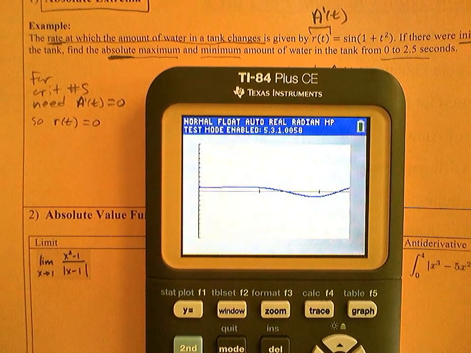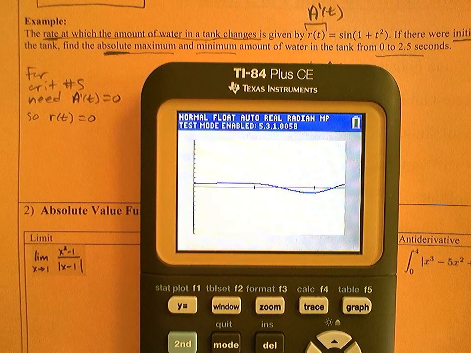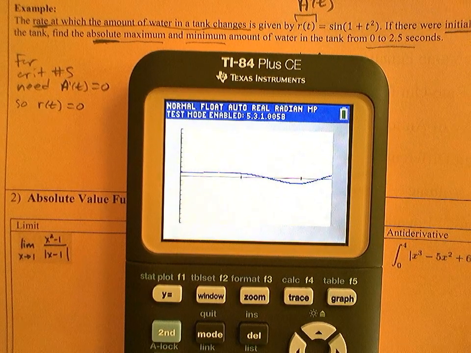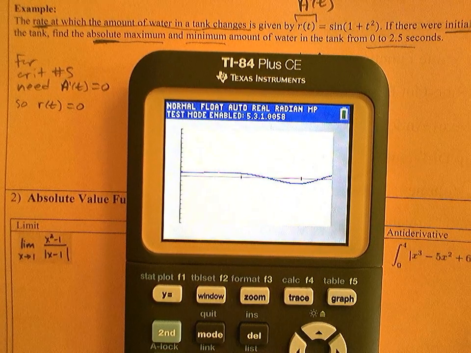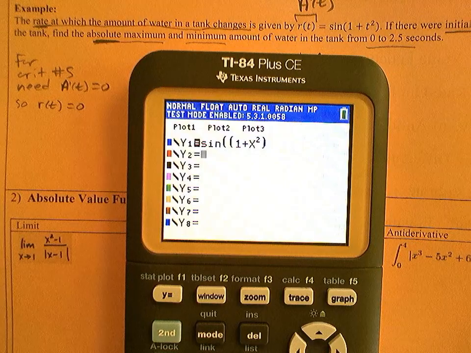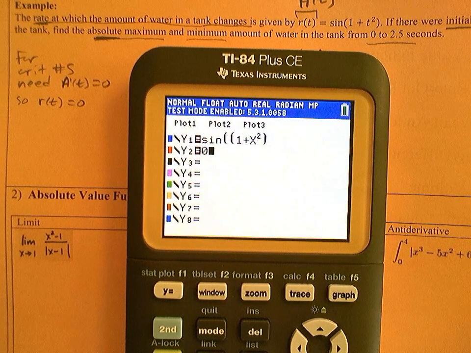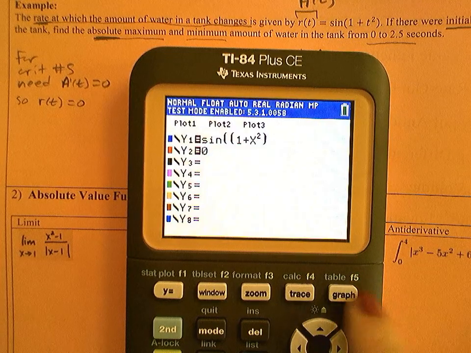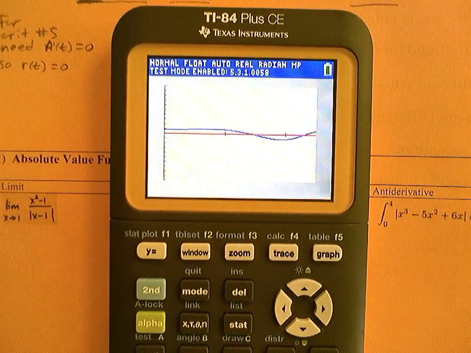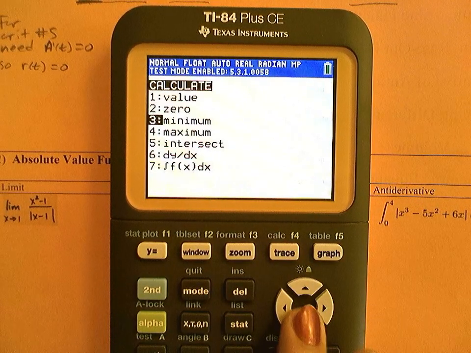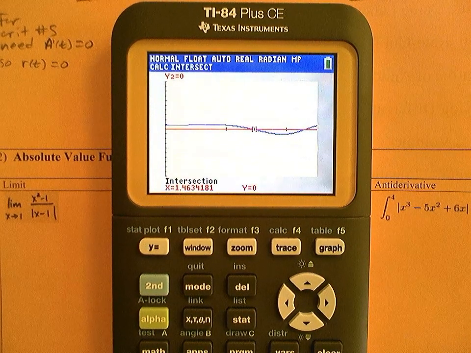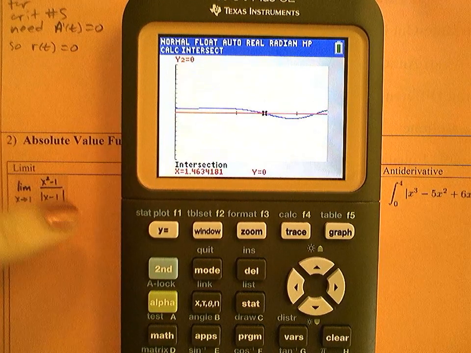And the way that you find it, let's just do the 0 thing. Actually, you could do the 0 thing, or you could use intersect. Let me show you how to use intersect for this. For intersect, you have to graph the x-axis. So the x-axis is y equals 0. I think this is a little bit faster. See that red line goes over there? And then I go second calc, intersect. I move close to this 0, hit enter 3 times. All right, and I get x is that.